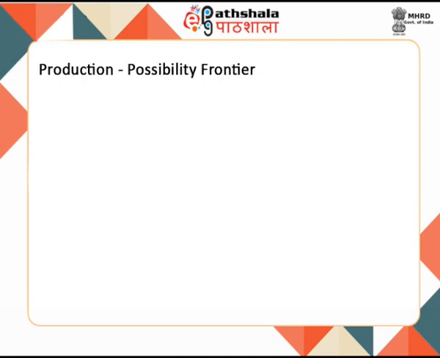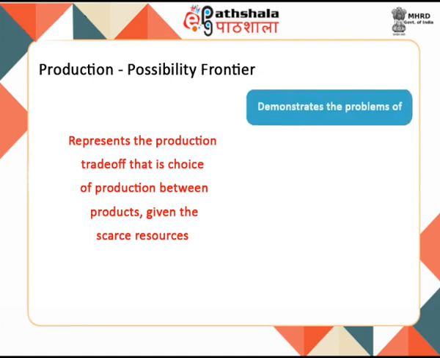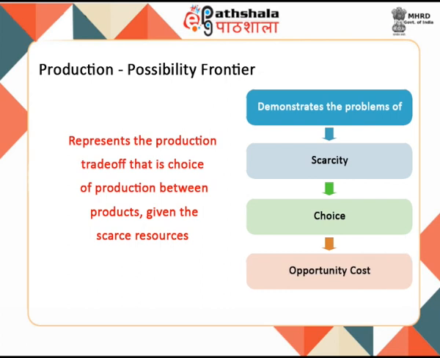Production Possibility Frontier, PPF, also referred to as Production Possibility Curve, is a graph that represents the production trade off, that is, the choice of production between products given the scarce resources. The PP frontier graphically demonstrates the problem of scarcity, choice, and opportunity cost.